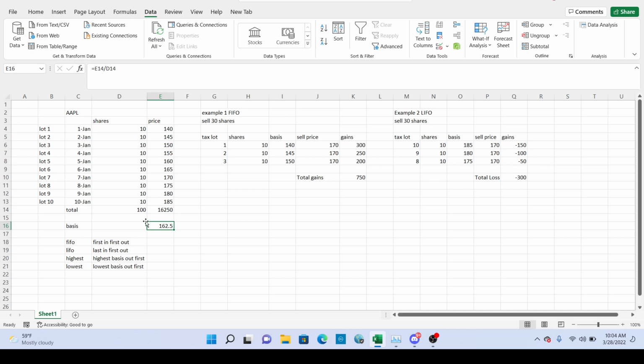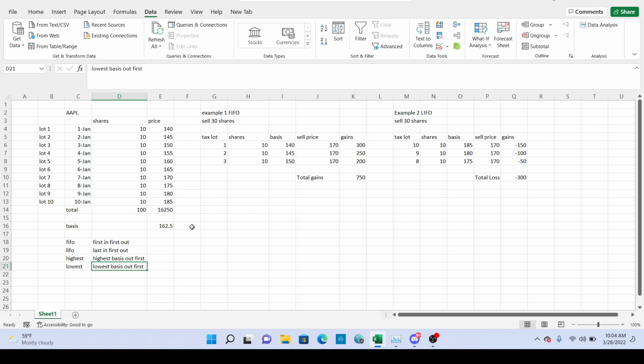So you're going to think, oh, well, my profit is going to be 170 minus my average cost, which is 162.5, and then I'm going to multiply that by 30. But that is not the case. So your brokerage account is actually going to default to FIFO. FIFO is an abbreviation. It means first in, first out. LIFO means last in, first out. And you could request highest or lowest. So your highest basis goes out first, or your lowest basis goes out first.